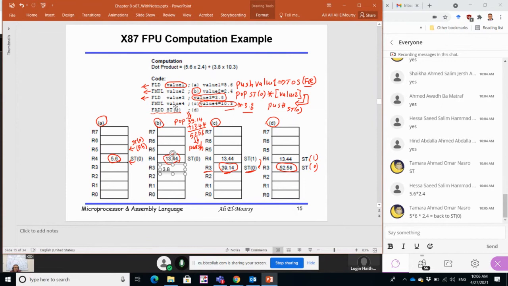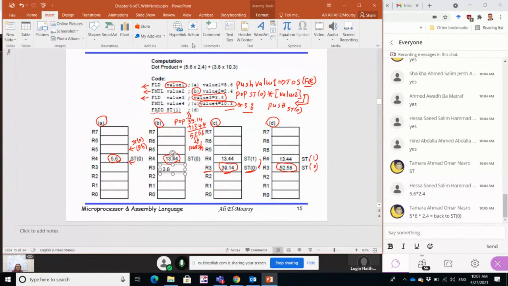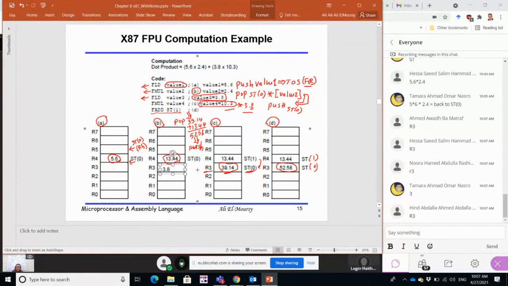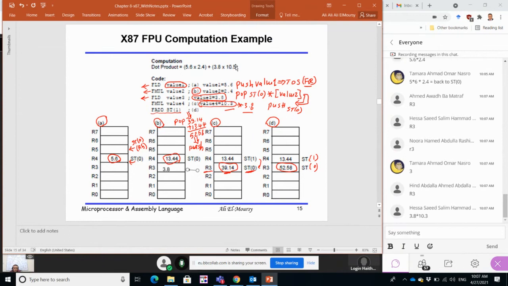Then another F mul between the value 4, which is 10.3, and the top of the stack. Where is the top of the stack? The top of the stack right now is pointing where? Who is following with us? At register R3. So this is the top of the stack right now. This is ST0. So at the second F mul, the value 4, which is 10.3, will be multiplied by the top of the stack, which is 3.8.